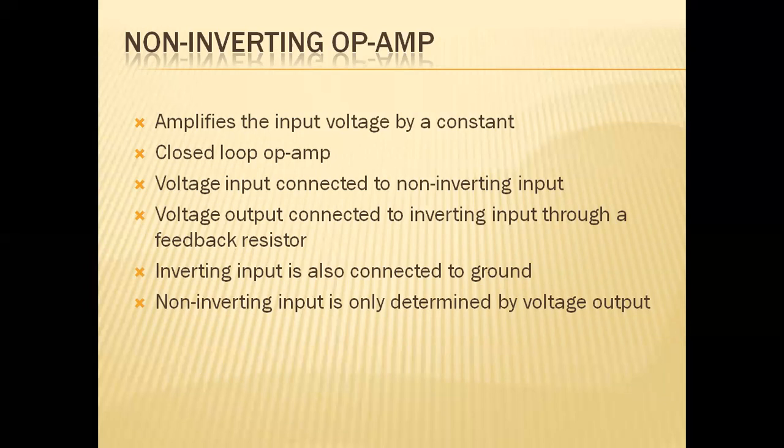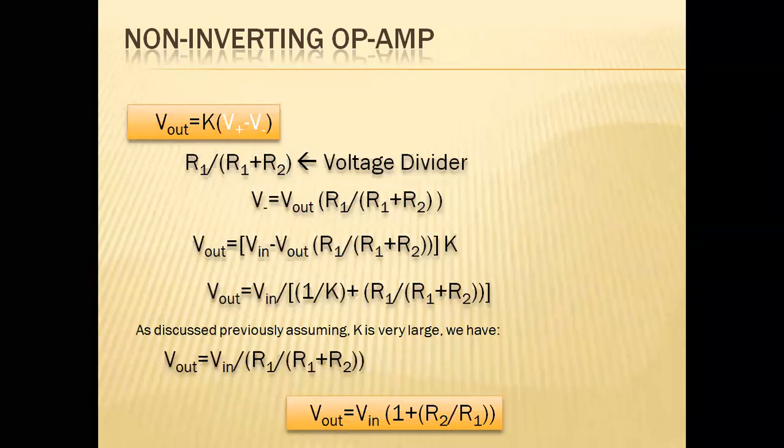It amplifies the input voltage by a constant, and it is a closed loop operational amplifier. The voltage input is connected to the non-inverting, that is, the positive input. The voltage output is connected to the inverting input through a feedback resistor. The inverting input is also connected to the ground. Here, ground always specifies the negative signal. So we'll be verifying the non-inverting input and the output voltage.